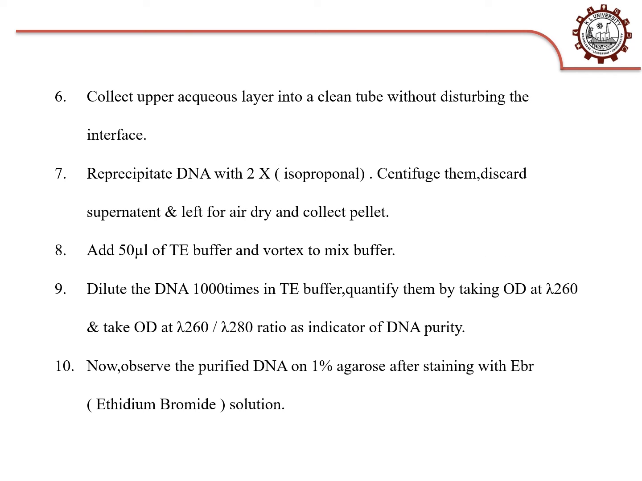Now we have to collect the upper layer without disturbing the interface into a fresh tube. We need to precipitate DNA with 2 times the volume of ethanol or isopropanol. Now we have to centrifuge the tube. After centrifugation, we have to discard the supernatant and leave it to air dry, only for the collection of the pellet. Now we have to add 50 ml of TE buffer and mix it well.